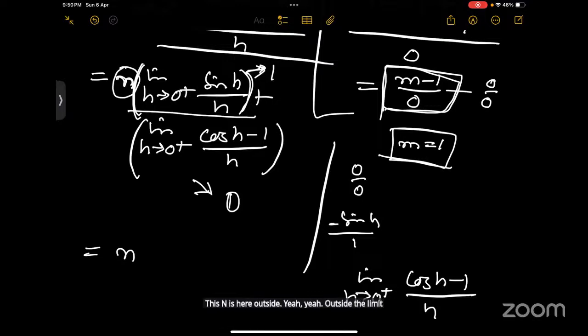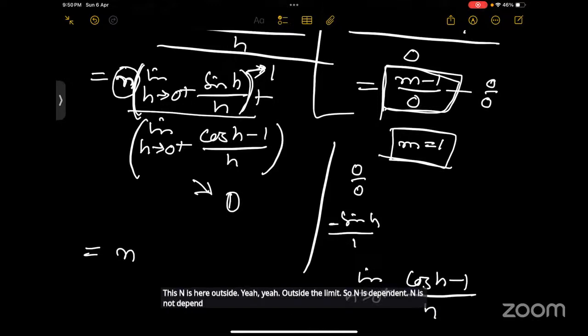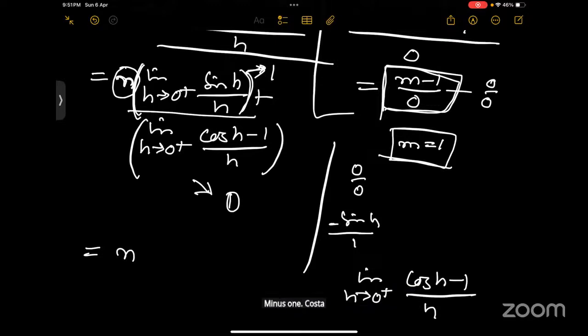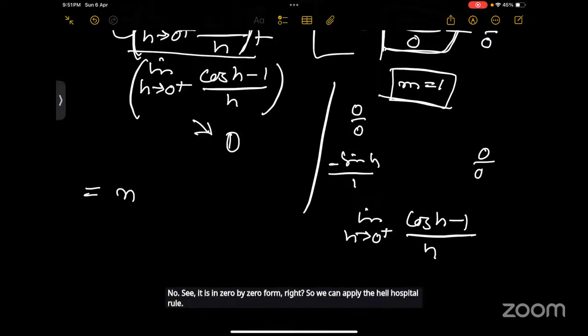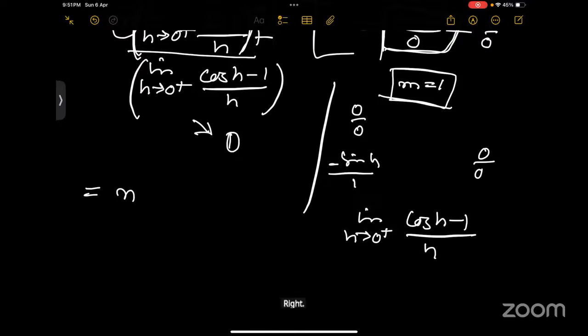n is not dependent upon h, so it is a constant, right? If I have a constant multiplication, we can take it outside the limit. Now the limit of cos h minus 1 by h: it will be 0, right? No, ma'am. See, it is in 0 by 0 form, right? So we can apply the L'Hopital rule. Yeah. So what will be minus sin h, right?